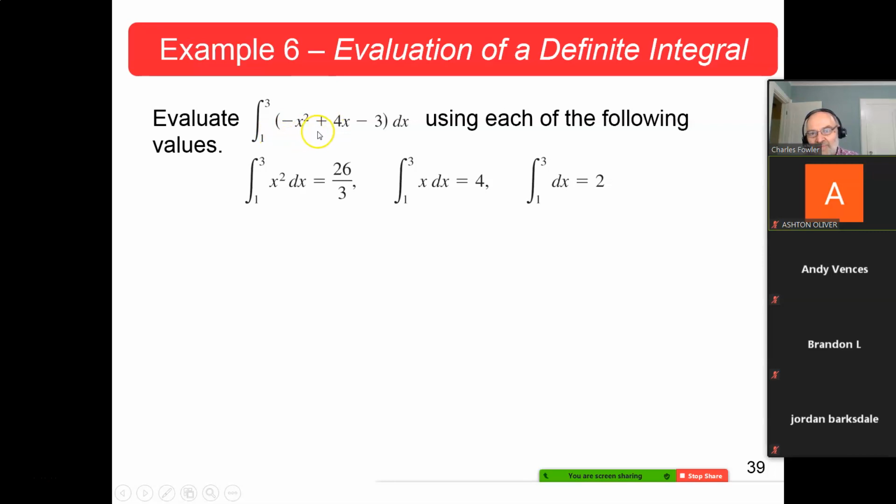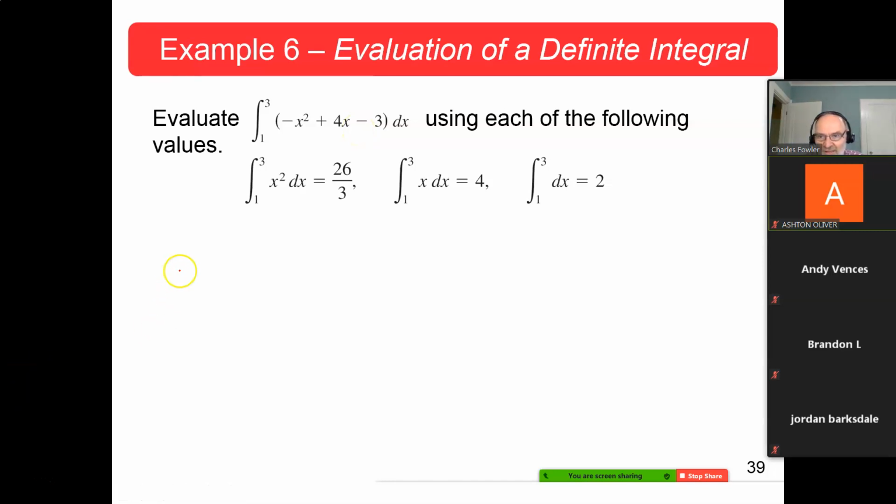We know the integral of the second function, x, not the whole function, just the x. The integral of x is 4. And they tell us the integral of 1, from 1 to 3, is 2. Now, what we're going to do is take this one and use those 2, 3, 4 principles we just talked about and deal with them.